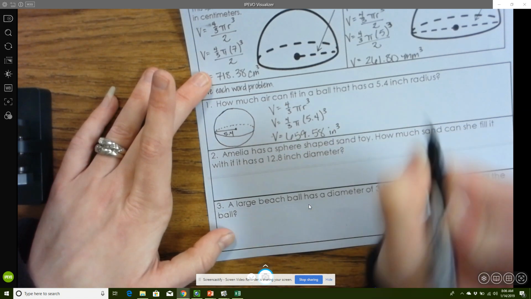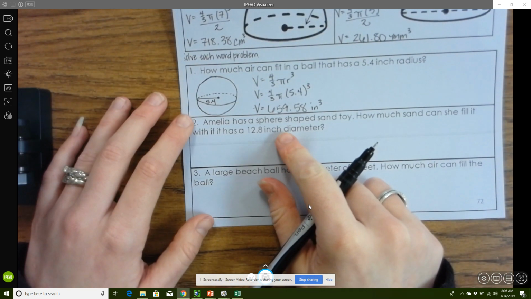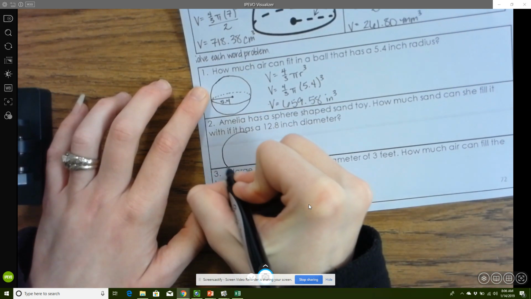And so my volume here would be 659.58 inches cubed. All right, Amelia has a sphere-shaped sand toy. How much sand can she fill it with if it has a 12.8-inch diameter?